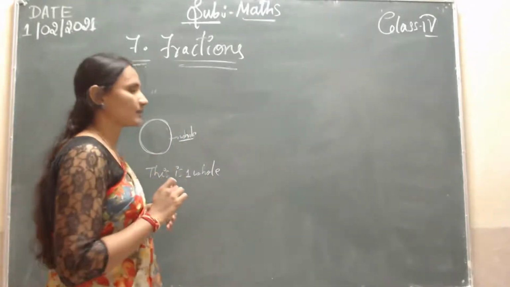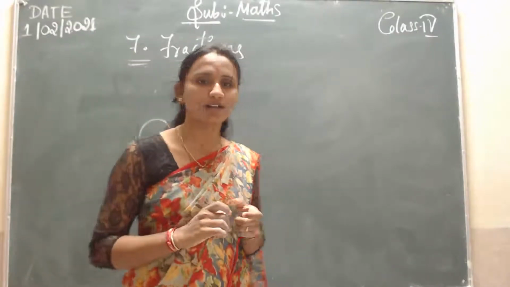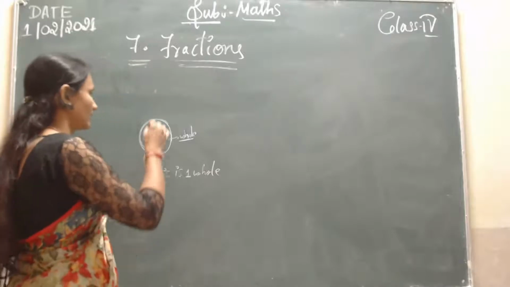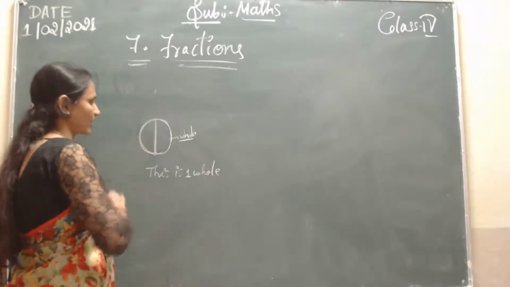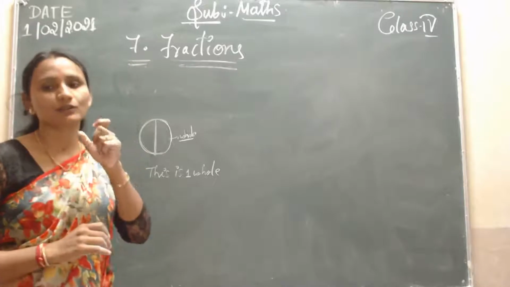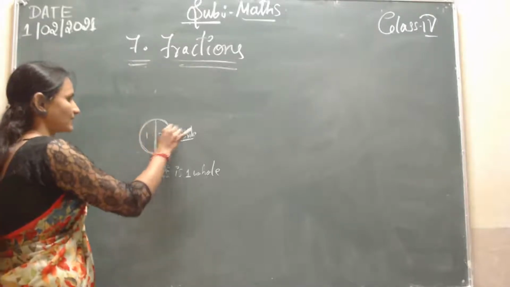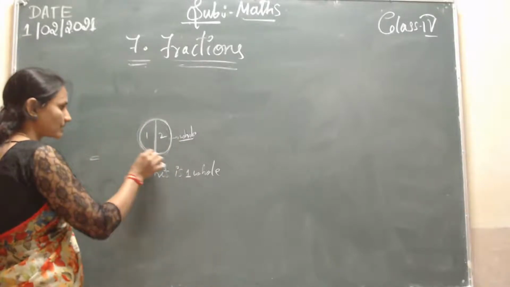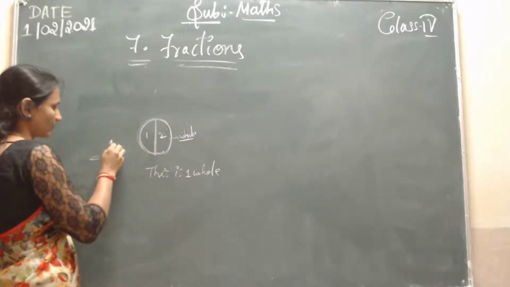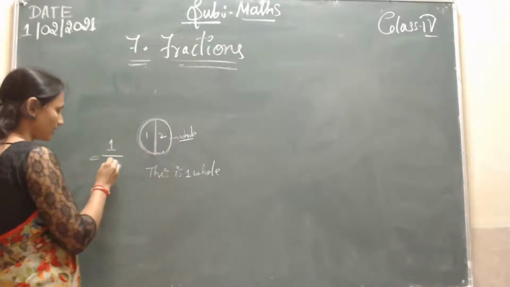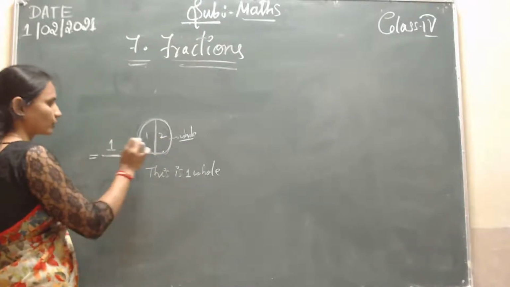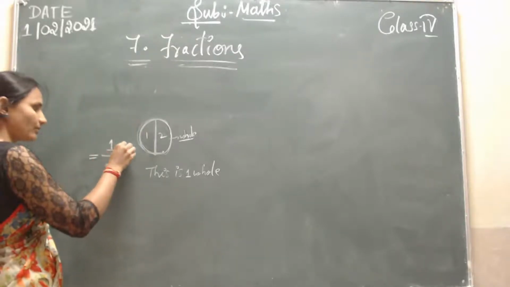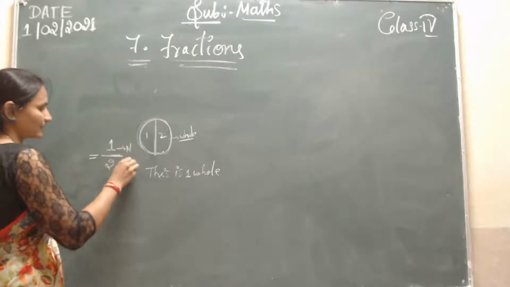You can also consider this as a watermelon, round in shape. I will cut it into pieces. How many pieces? Here one, here one. That is two pieces. Completely, this is one whole. So you have to write this as one by two. How many pieces? There are two pieces. So one is the numerator, two is the denominator.